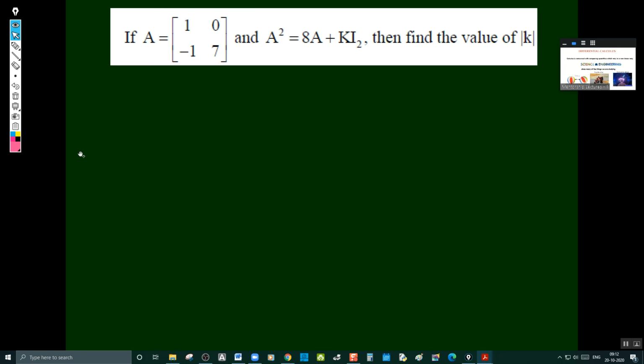Can you try this? You tell me, I'm not going to do this. Let us finish with this one. A is equal to the matrix with rows 1, 0 and minus 1, 7. A square is equal to 8A plus kI2. Then find the value of mod k. Yes, please. You can do that.